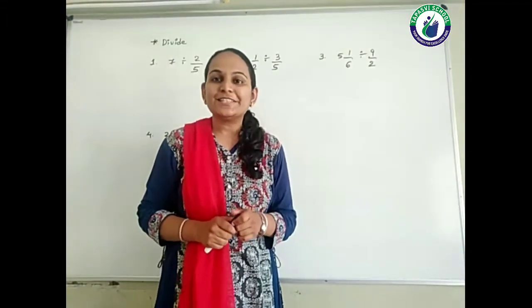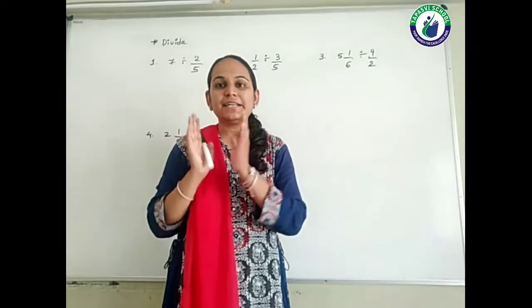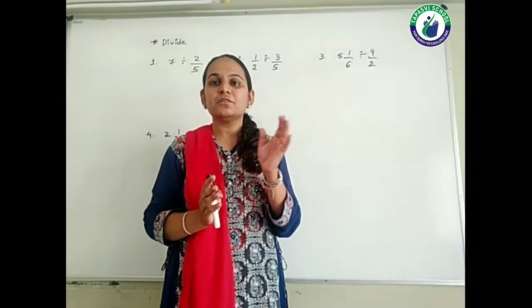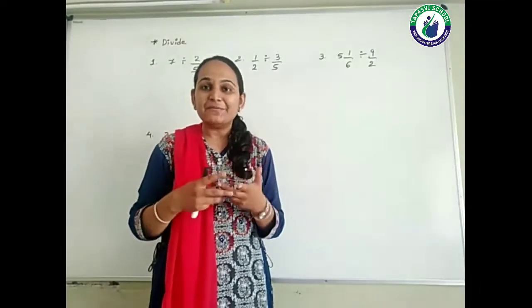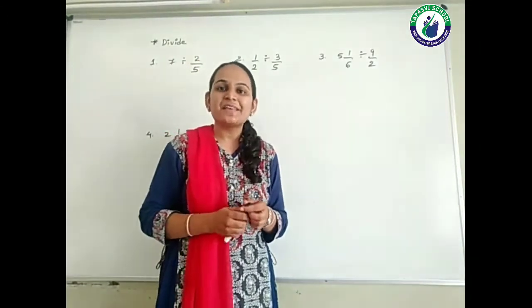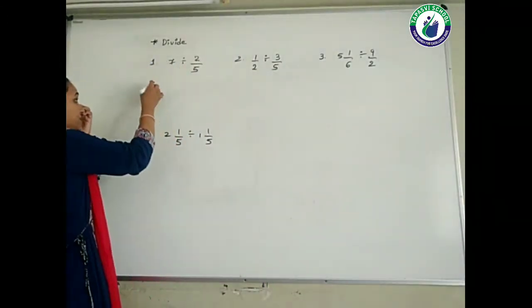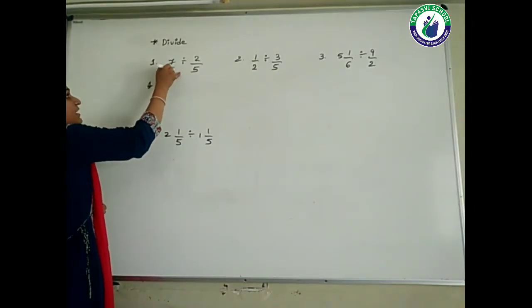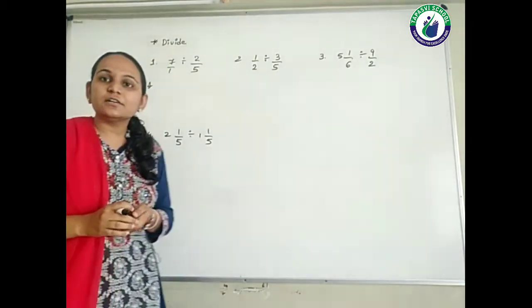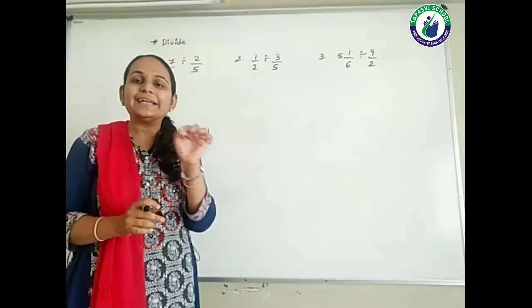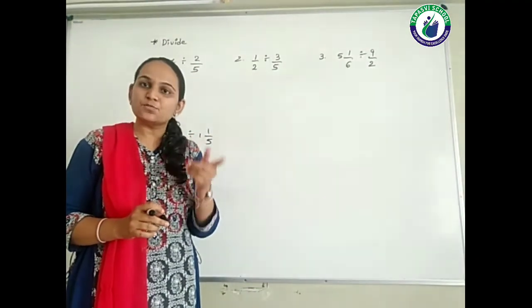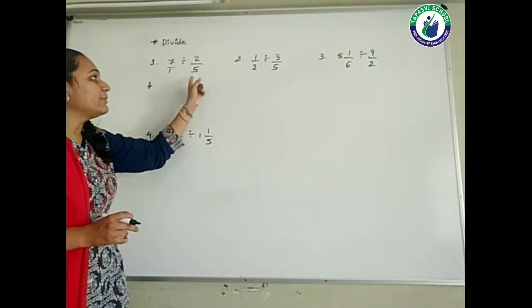Okay, students, now let's see the division operation. This division is similar to multiplication only, but a difference of only one step. That one step will make a change in the answer. Just to see here, students, here we are having the number 7. 7 is a whole number, so I am making it as a fraction by writing 1 in the denominator. That is possible. Divided by 2 upon 5.